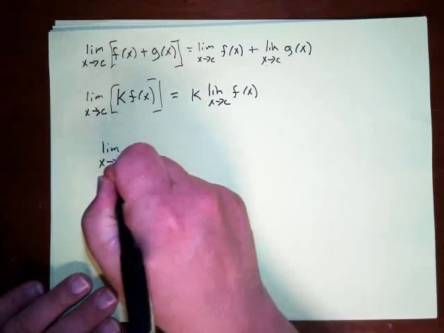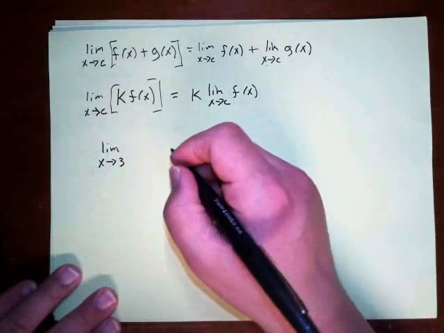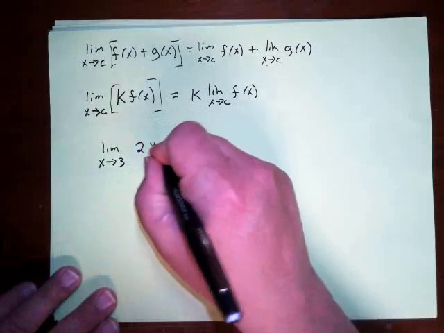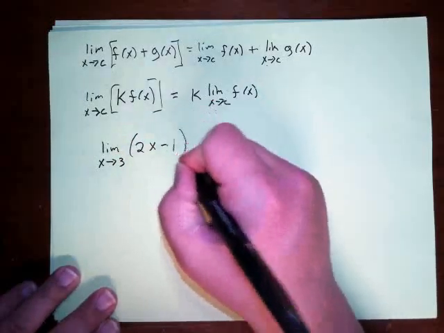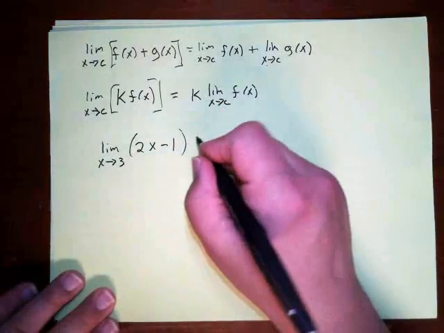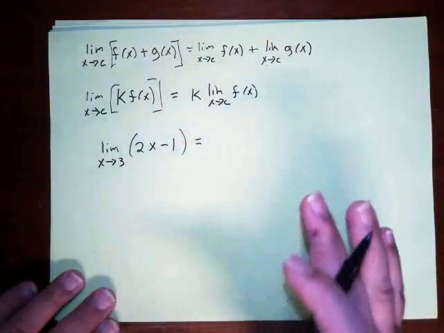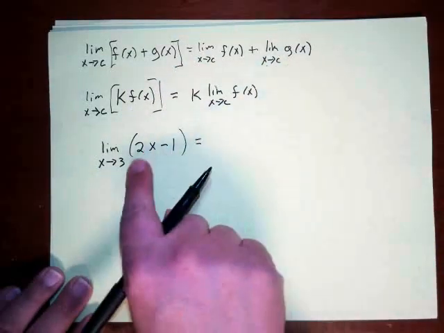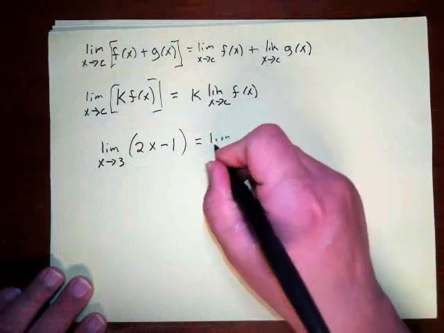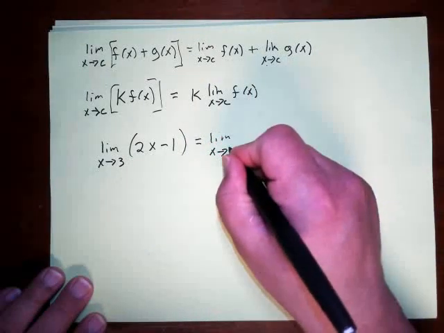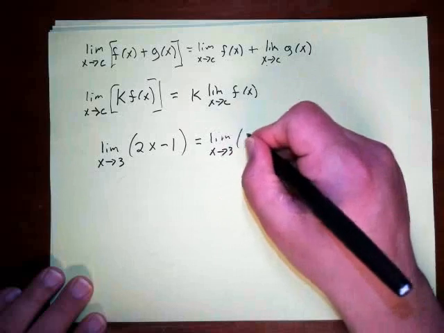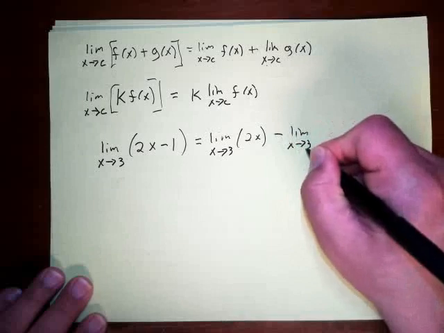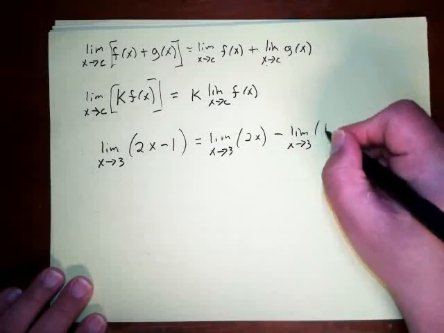So let's say I want to find the limit as x approaches c of, let's say, 2x minus 1. So a linear function. Okay? And even if you wouldn't do this every time, this is the logic. Using this rule here, I could separate this into the limit as x approaches 3 of 2x minus the limit as x approaches 3 of just 1.